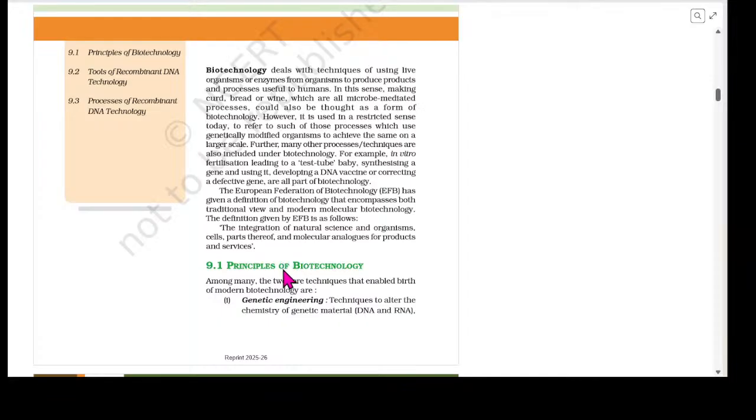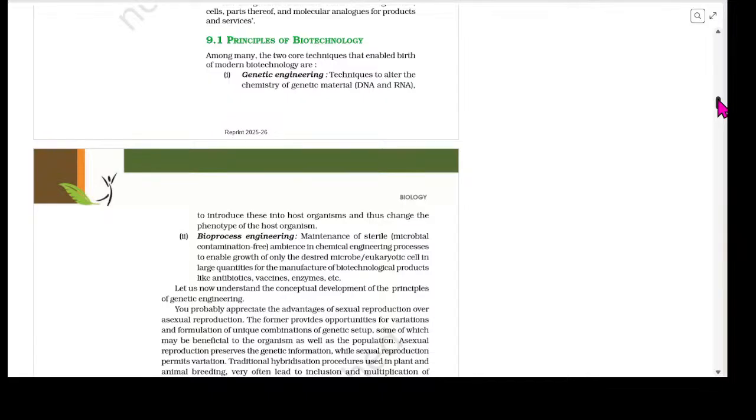Principles of biotechnology. Among many, the two core techniques that enabled birth of modern biotechnology are genetic engineering: techniques to alter the chemistry of genetic material, both DNA and RNA, to introduce these into host organisms and thus change the phenotype of the host organism. And bioprocess engineering: maintenance of sterile, microbial contamination free ambience in chemical engineering processes to enable growth of only the desired microbe or eukaryotic cell in large quantities for the manufacture of biotechnological products like antibiotics, vaccines, enzymes, etc.